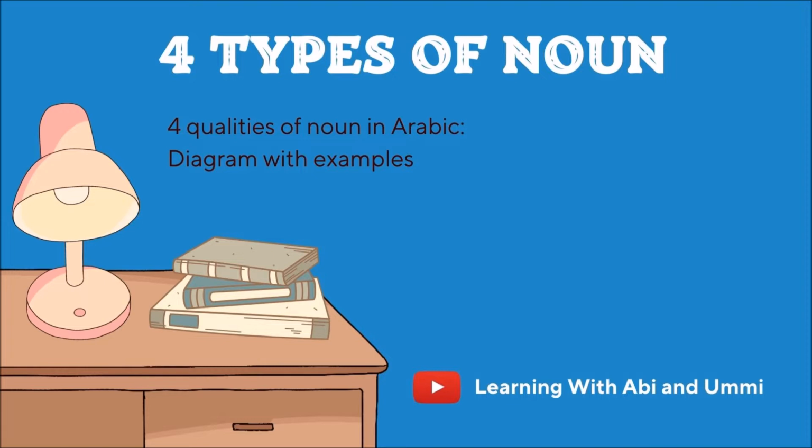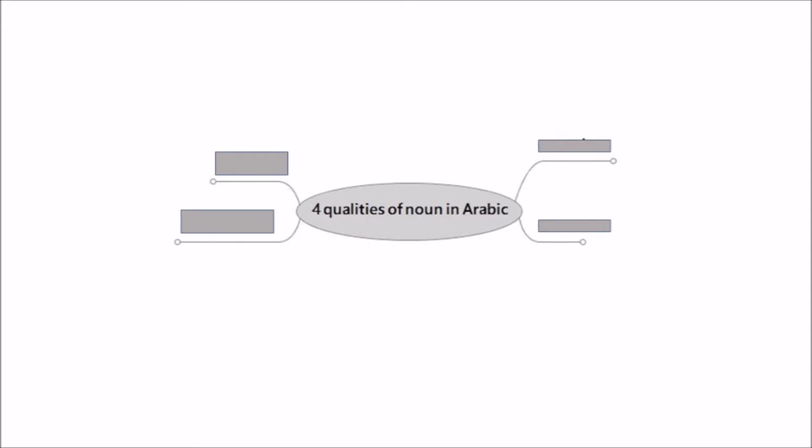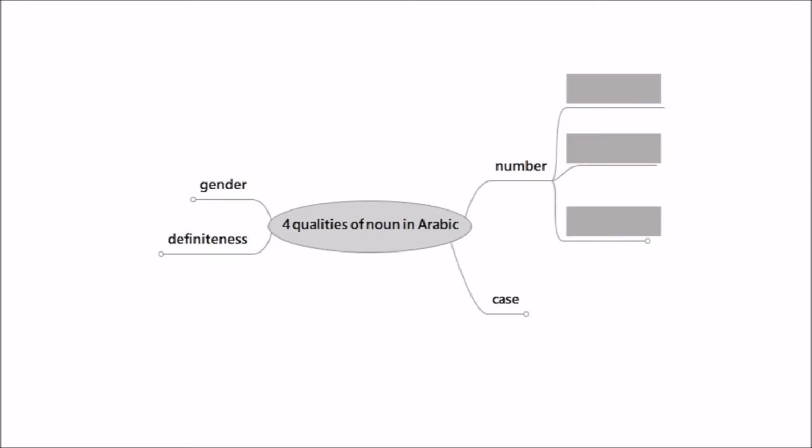I will explain to you a diagram that contains 4 types of noun with examples. Let's start. Please read and listen carefully. The first characteristic of an Arabic noun is number. The second is case. The third is gender. The last is definiteness.